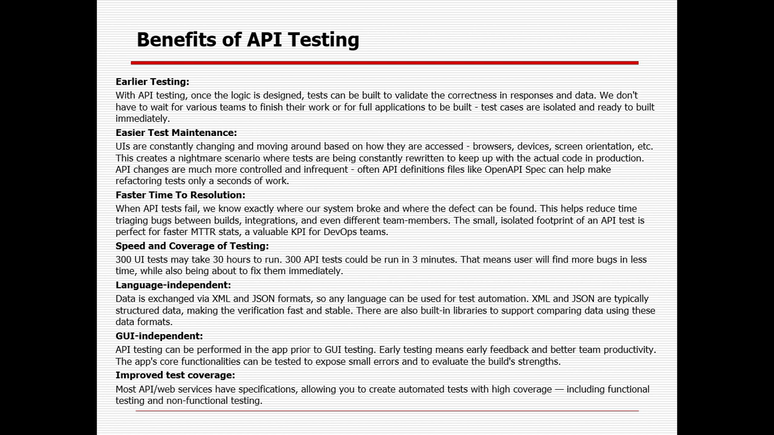A UI test might take a long time to run. In case you want to validate some scenario at the UI level, it might take 40 minutes to 1 hour to execute a particular scenario. Suppose you need to run 3000 tests: 3000 API tests could be run in 3 minutes, whereas 3000 UI tests might take 30 to 40 minutes. That means users will find more bugs in less time while also being able to fix them immediately. Language independent. Data is exchanged via XML and JSON format only in API testing.